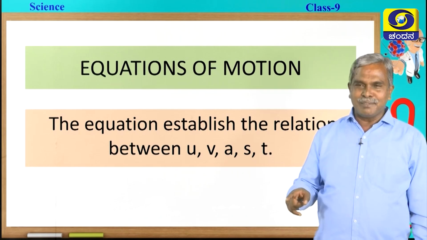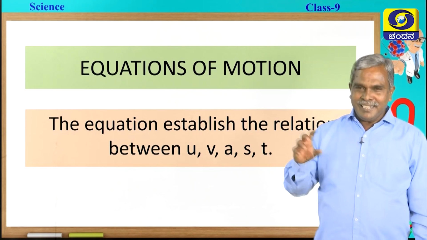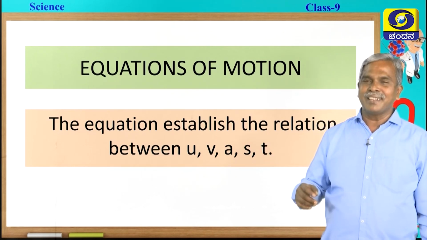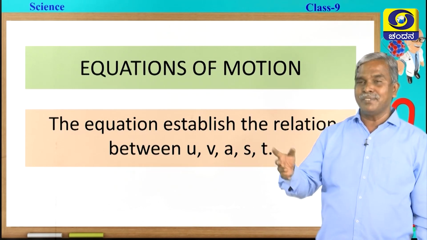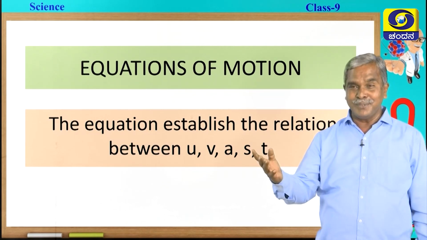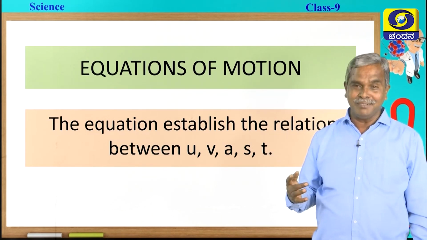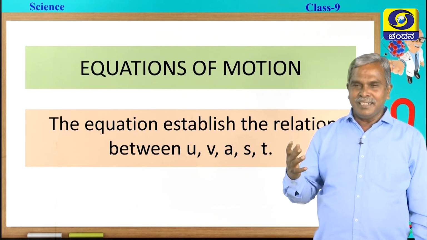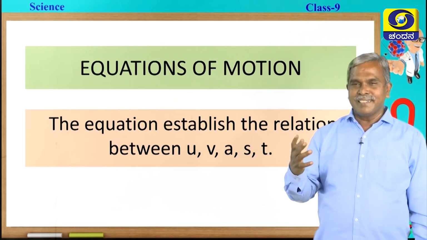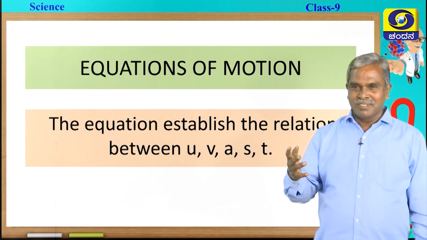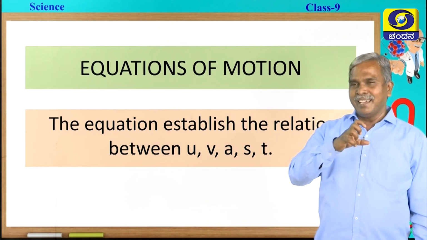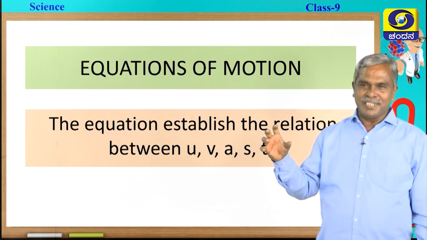In physics, the equations of motion establish the relationship between several physical quantities which we have already used, like initial velocity, final velocity, acceleration, distance travelled and time. All these physical quantities are correlated and they are formed in the form of the equation.